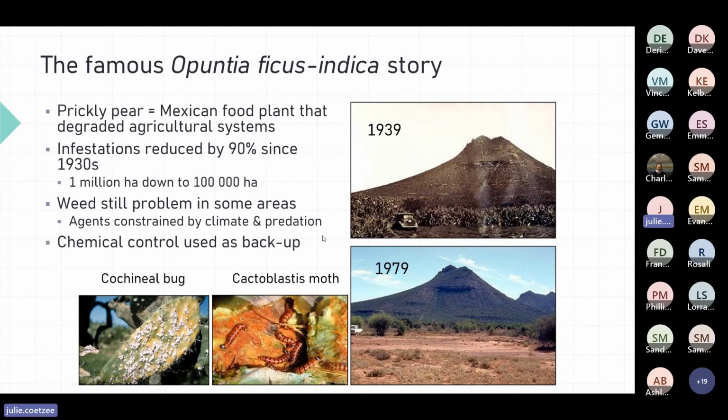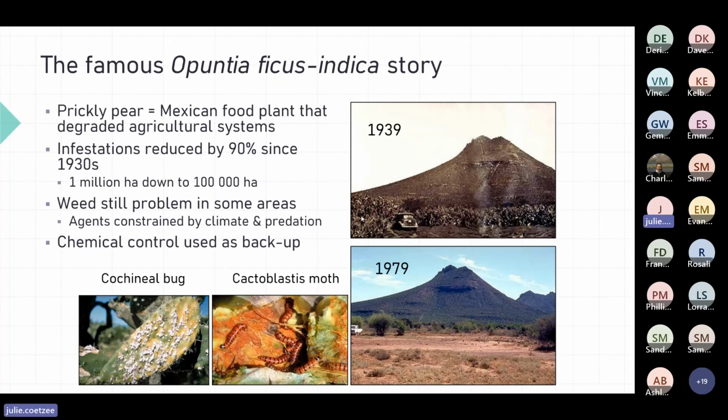If you drive particularly along from Port Elizabeth to Grahamstown, you'll see a lot of prickly pear. And this is largely due to climate and predation constraints. And so we have to use chemical control as a backup. And here is the classic photo of 1939.